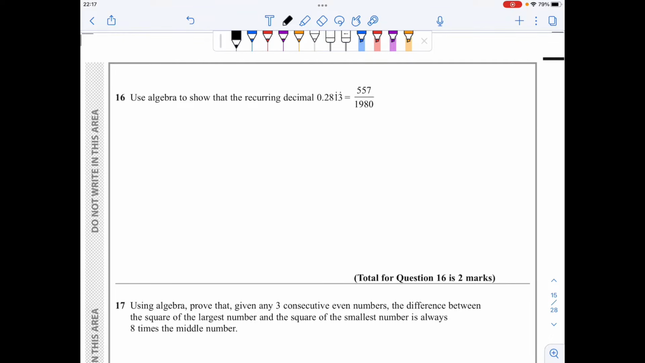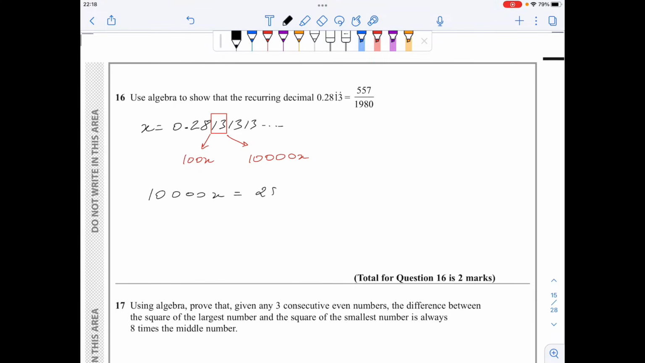For question 16, I'll start by writing x equals 0.28, 13, 13, 13, and so on. Now, the first repeating pattern is the 1 and 3 after the 2 8s. Note that this begins at 2 decimal places after the current position, so that's 100x, and here that's another 2 decimal places to the right, that's 10,000x. So let's write this down.